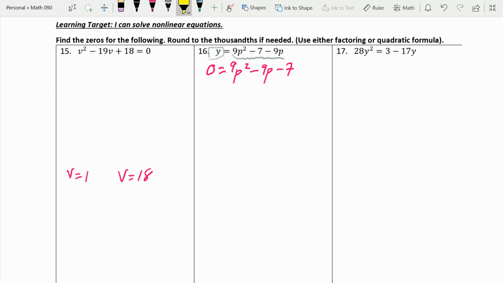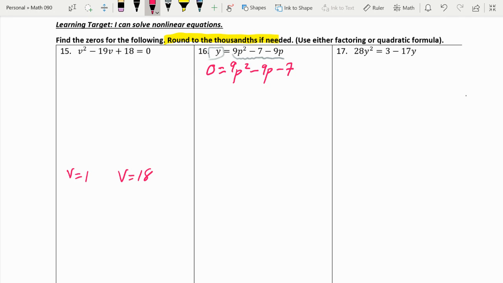So I'm going to use the quadratic formula. They're telling me to round to the thousandths. The reason I'm going to use the quadratic formula is I don't want to waste my time trying to factor it. If it cannot be factored, then I have to go back and use the quadratic formula again anyway. So I'd rather just cut to the chase and use the quadratic formula to begin with.